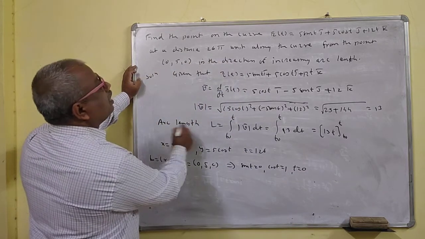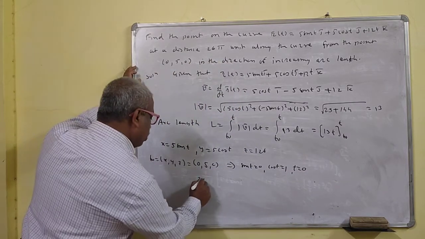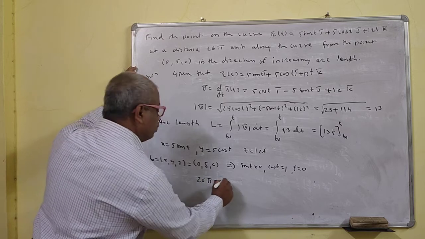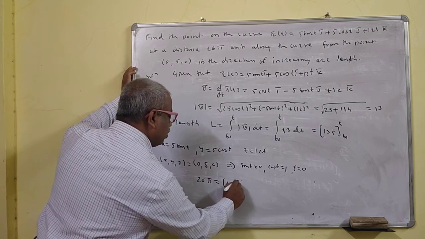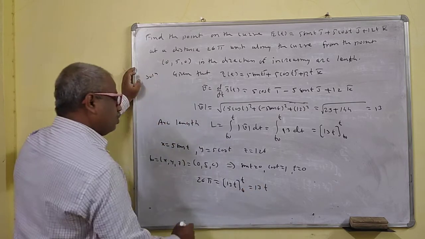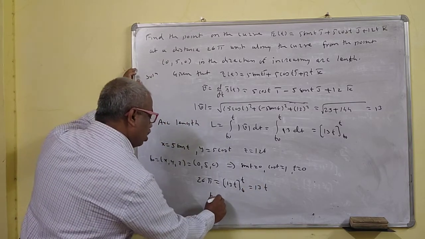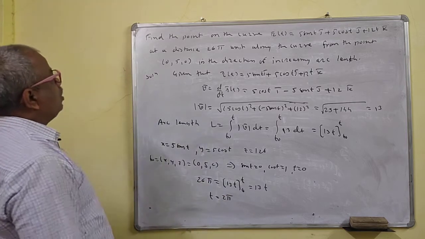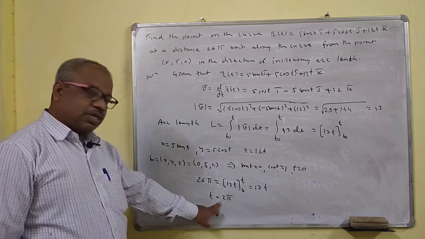And your arc length is given. That is 26 pi. So 26 pi is equal to 13t from 0 to t. So that is 13t. So therefore t is equal to 2 pi. Okay, so your t is 2 pi.